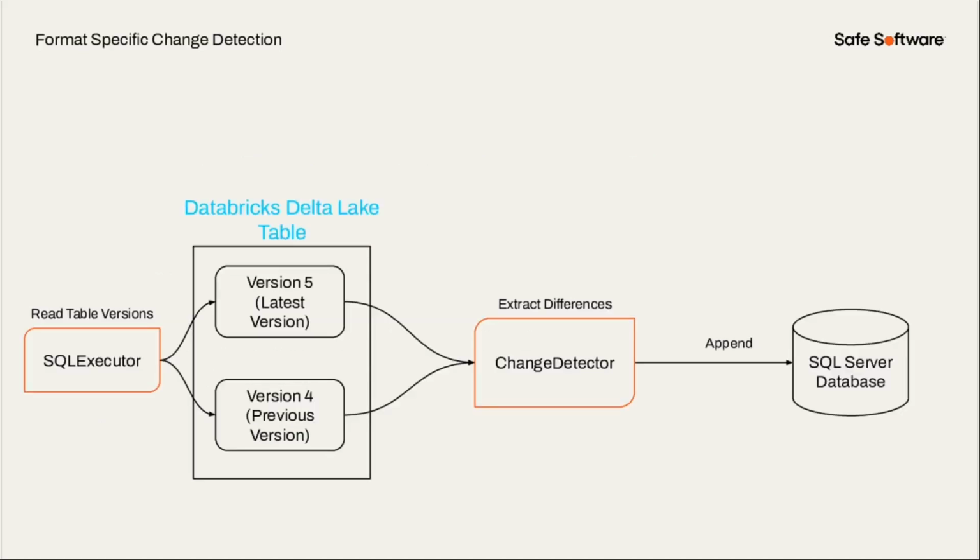This is that workflow at a high level. We'll go through this workspace in a demo in a second, but you can see here it's a pretty simple process. We're essentially just extracting the table history, reading in the latest versions, and then extracting the differences and making those changes in our SQL Server database.